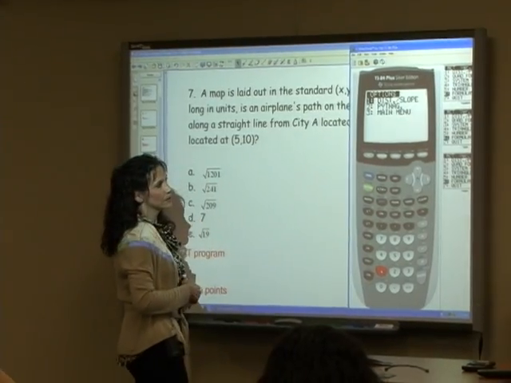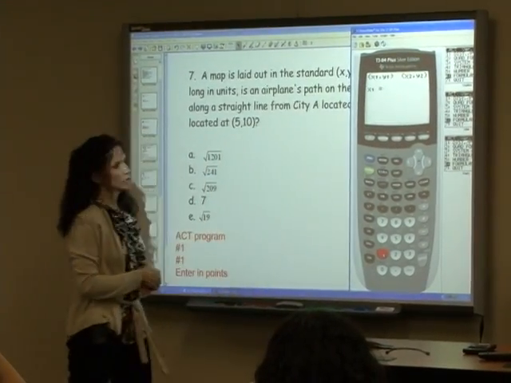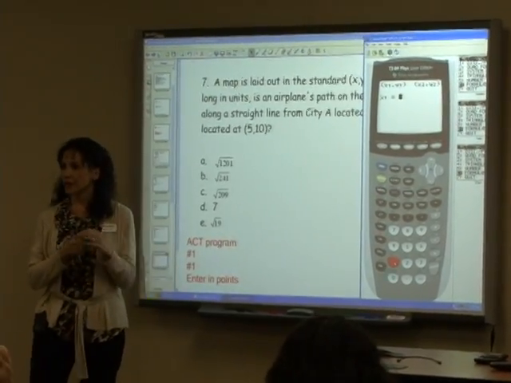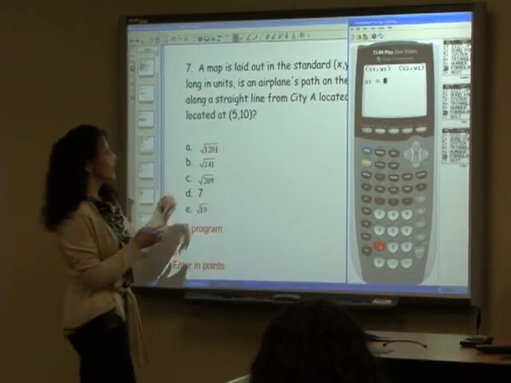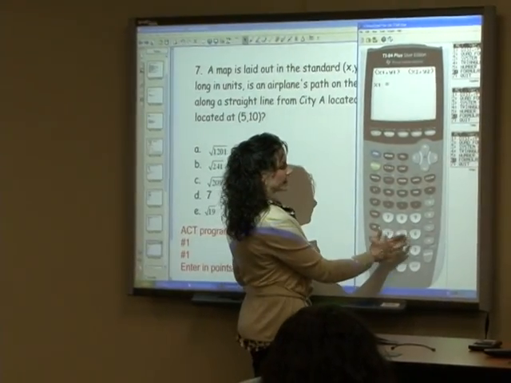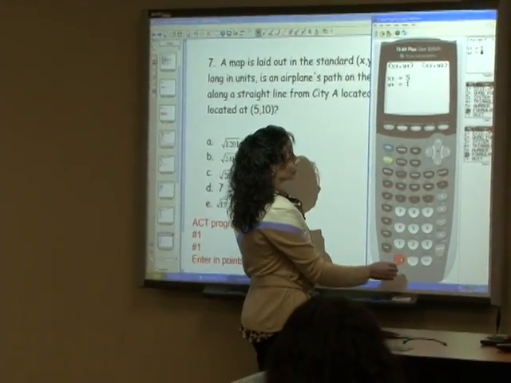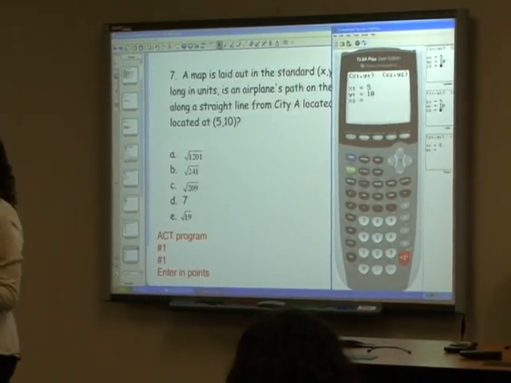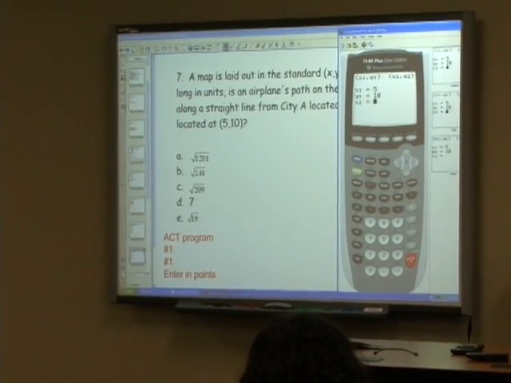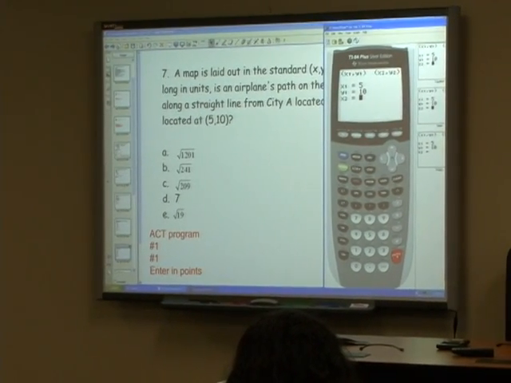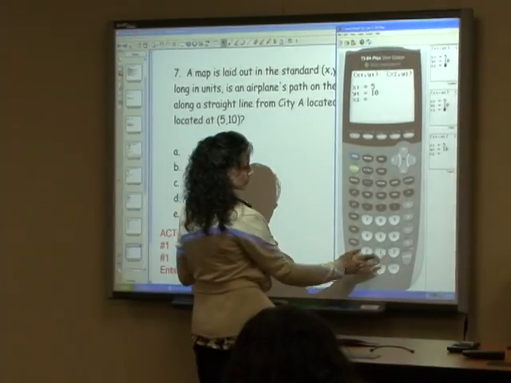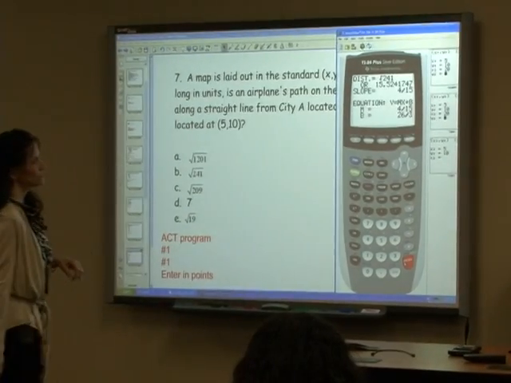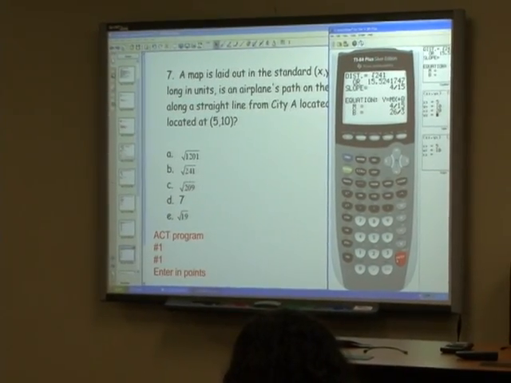1, and then 1 again. Okay, it doesn't matter which point you use first, so it's not going to matter. I'm going to use this one first because that's the one I can see. Then what was your other point? One point was 5, 10, and then it was 20, 14. So the distance, square root of 241.